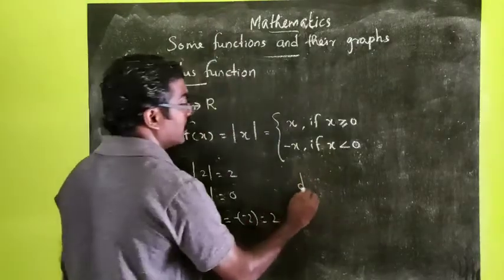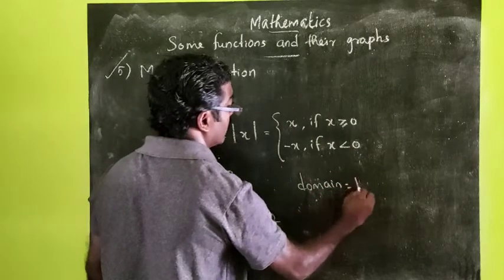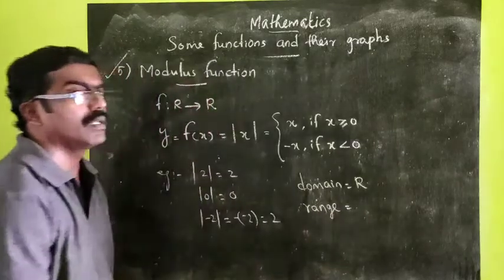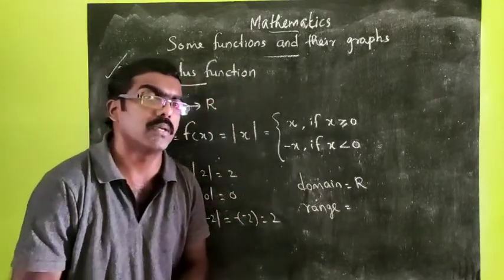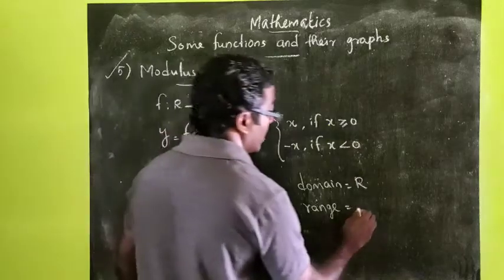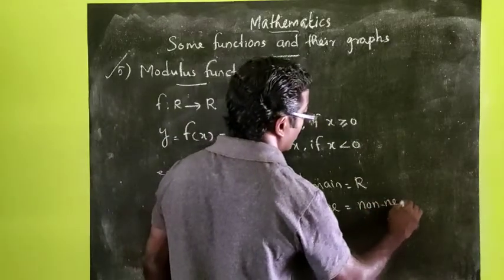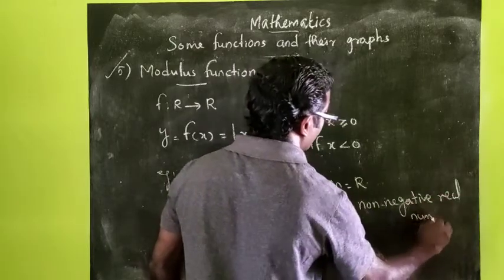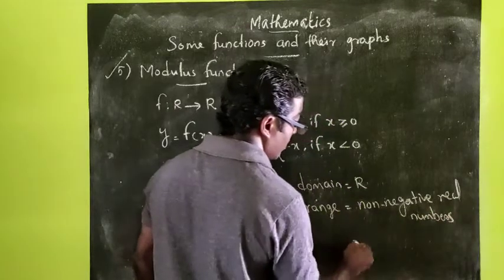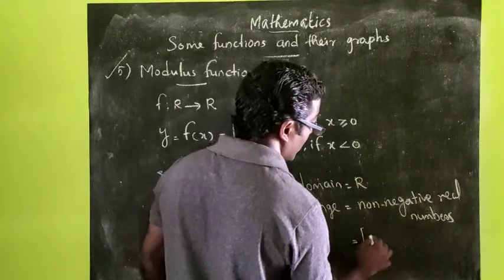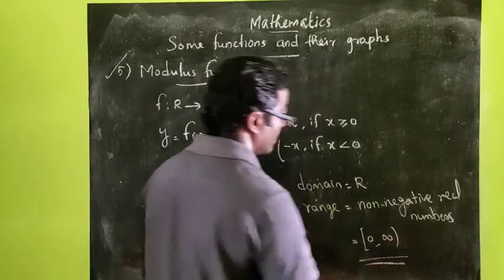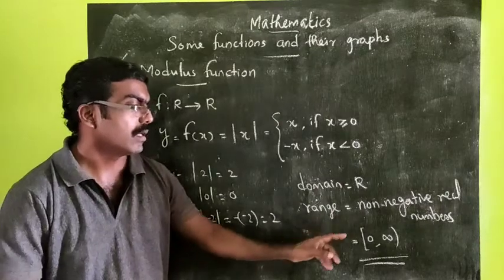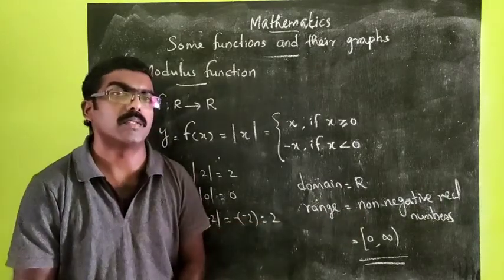Okay. Here the domain is the set of all real numbers and the range is the set of all non-negative real numbers. That means we only get the positive values including 0. So we can write non-negative real numbers. Or we can write in interval form as closed interval 0 comma infinity. Okay, domain is the set of all real numbers and range is set of all non-negative real numbers. Clear?